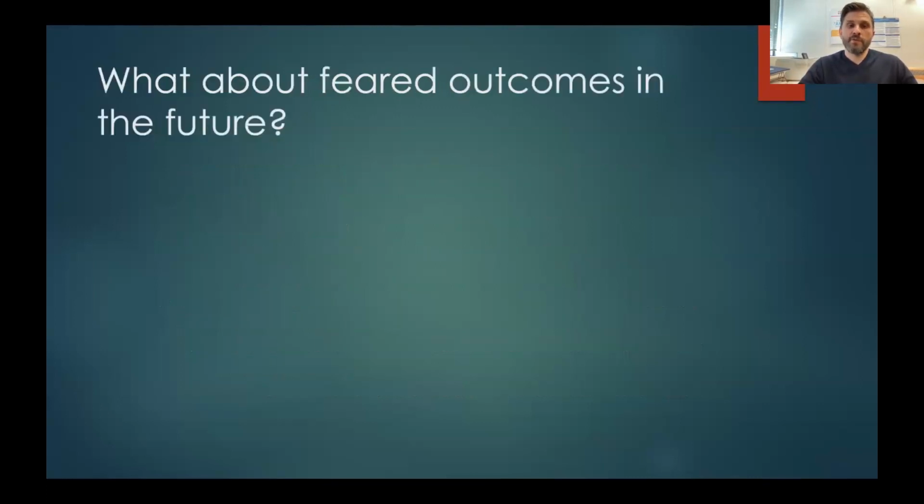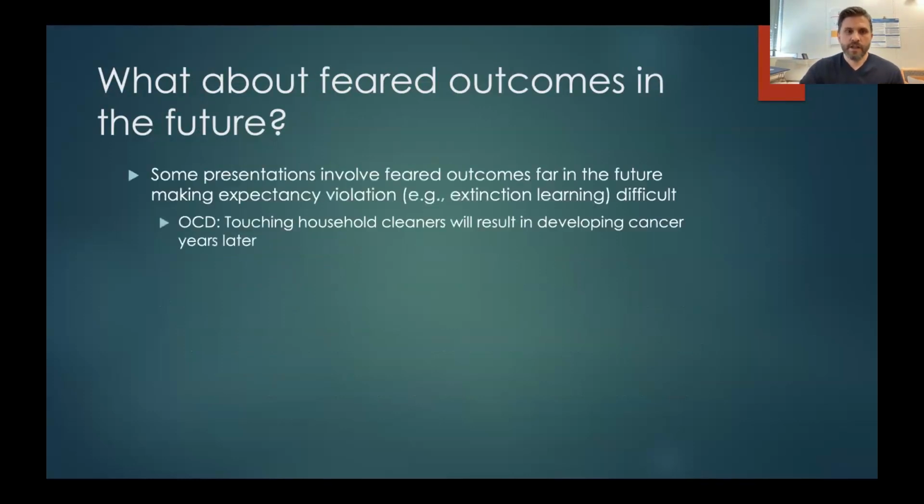So this brings up the point, what about feared outcomes far in the future? I'm not going to have tons of time to go into this. Our recent paper is something I hope everybody can take a look at, because it describes this in a little more detail. But some presentations of anxiety involve feared outcomes far in the future, making expectancy violation and extinction learning difficult. For those of you who treat OCD, I'm sure you've seen presentations where, let's say, touching household cleaners might result in developing cancer years later. It makes it really hard to design an exposure to test that out or to violate that expectancy, right?